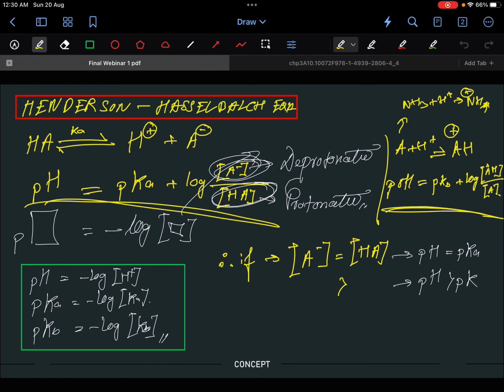And similarly, if you reverse this relation, if this is less, then the denominator will be greater than the numerator, so the log will be negative, so pH will be pKa minus something, because if the denominator is greater than the numerator, then the log becomes a negative value. So pH will be less than pKa, right? So this is the common relationship between deprotonation, protonation, and pH and pKa.